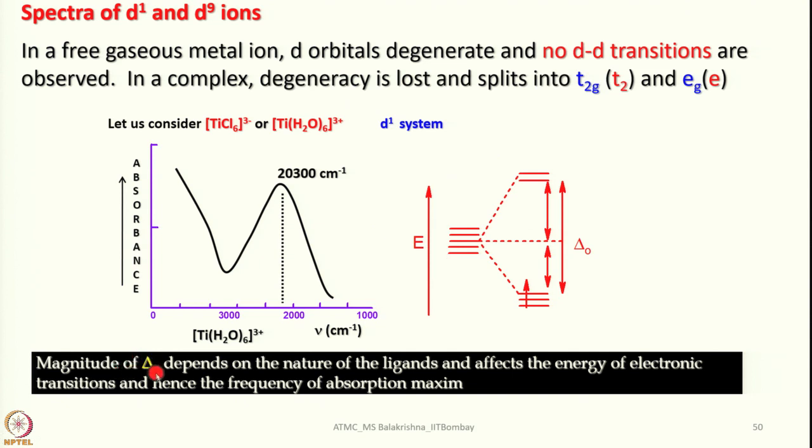The magnitude of delta O depends on the nature of the ligands and affects the energy of electronic transitions, and hence the frequency of absorption maxima. That means this represents the gap between these two. You know how this gap varies with the ligands from the in-depth classification of ligands, and we also saw this in crystal field theory, ligand field theory and molecular orbital theory, how the CFSE varies with ligand field strength. That is reflected in the UV visible spectra of the corresponding complexes.